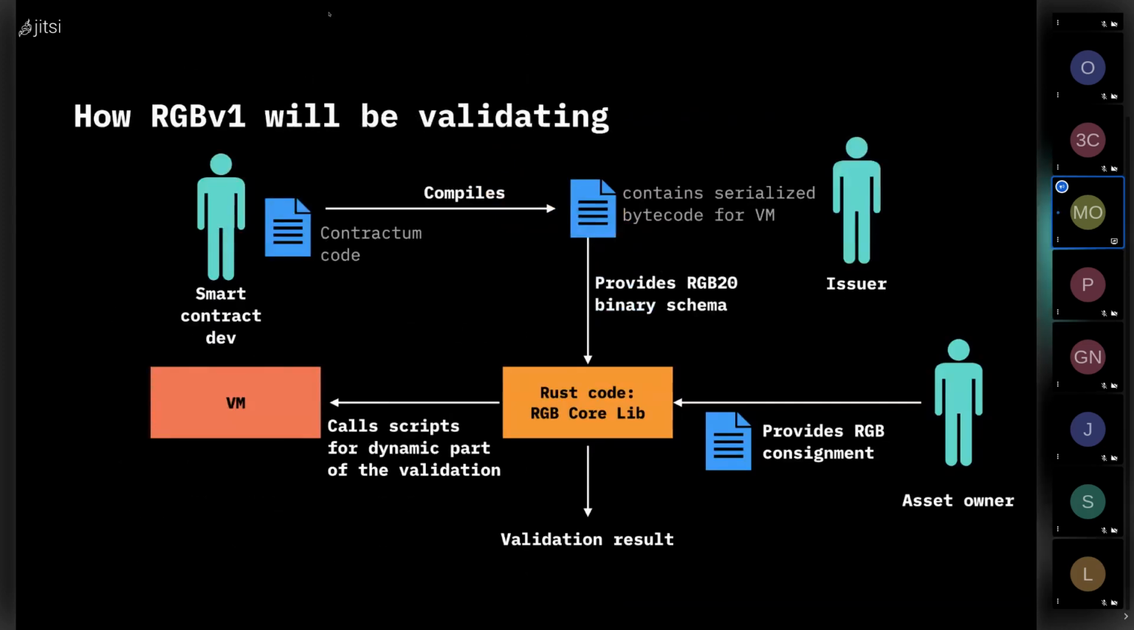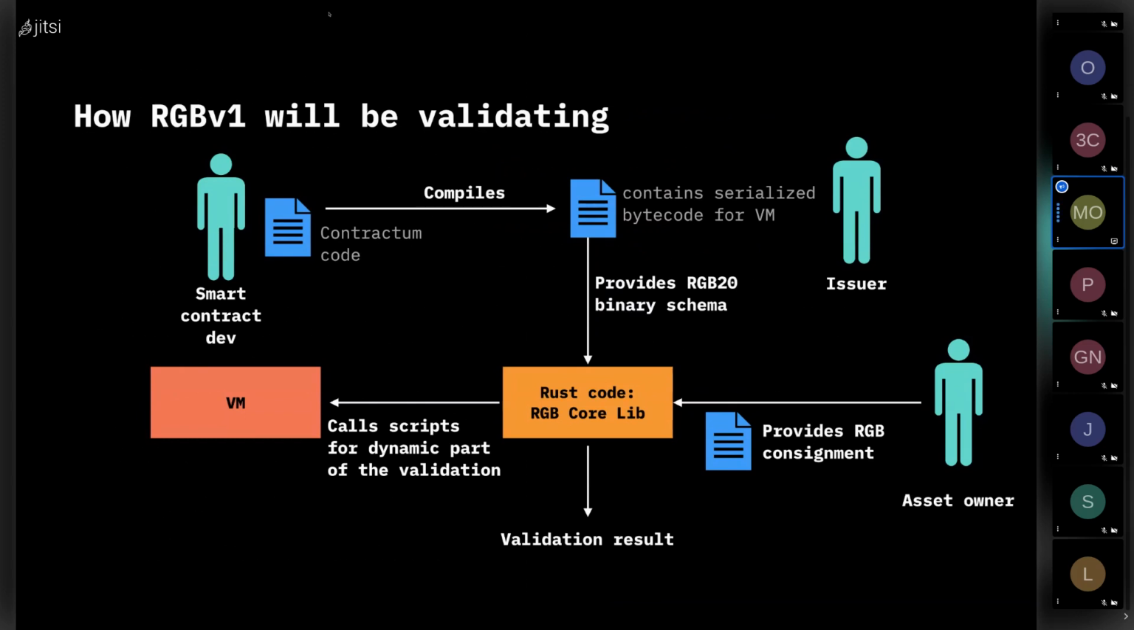That's how it should be working, and we are looking to implement that with the RGB version 2 standard. There will be independent smart contract developers who are able to define their own smart contract schemas using Contractum code, as I showed. This Contractum code will be deterministically compiled into a valid schema. This valid schema will contain serialized bytecode for a virtual machine for the dynamic part of the validation. The issuer will use this compiled schema to issue an asset, and will provide the compiled binary schema, together with the issued asset, to the core library.